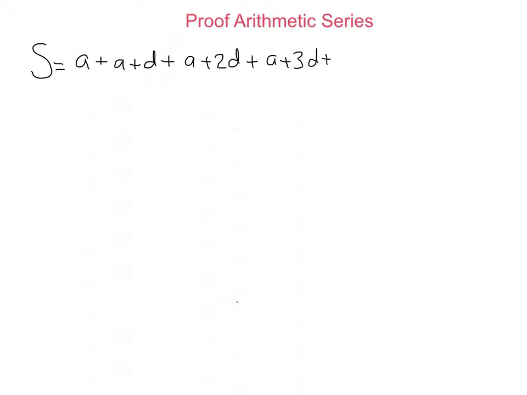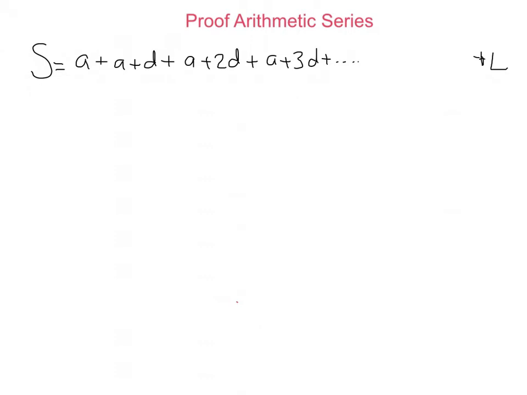You need to learn this proof for your C1 exam. The sum of an arithmetic series: the first term is a, the second term is a plus d, the third term is a plus 2d, the next term is a plus 3d, and then we keep going all the way until we get to the end, and I'll use L for the last term at the end there.